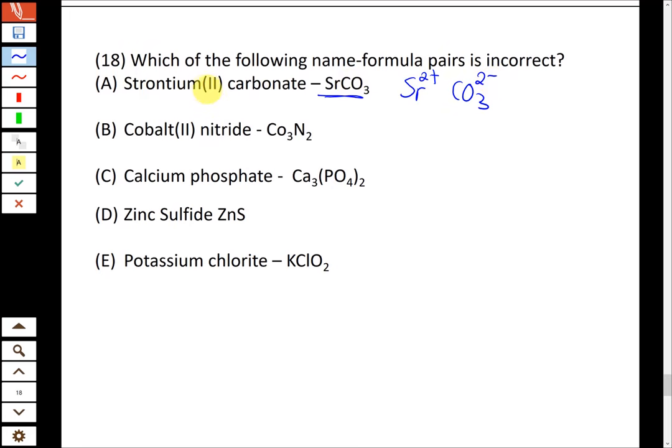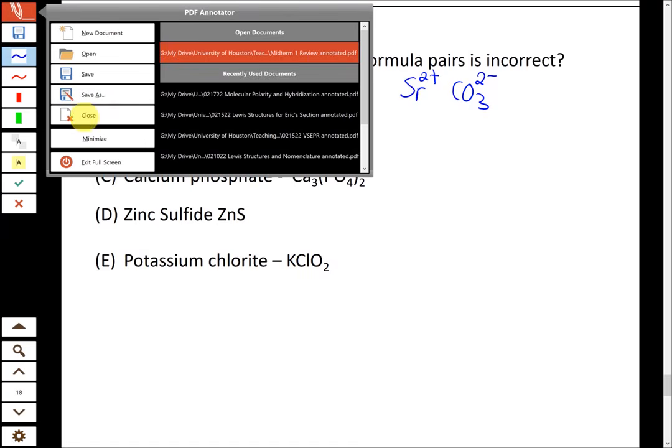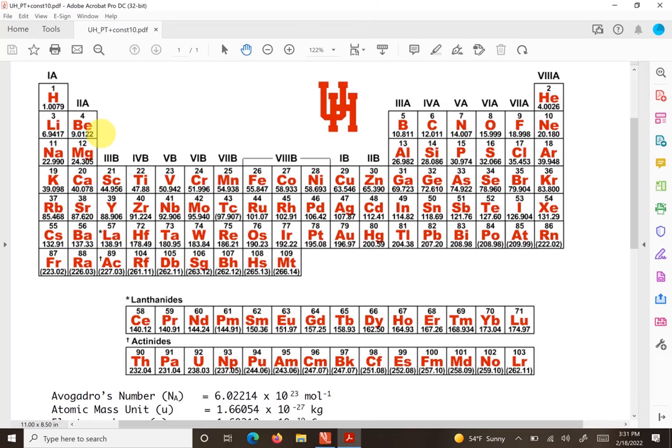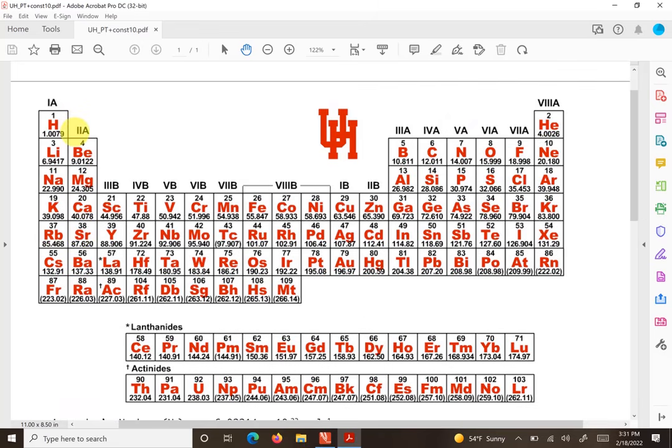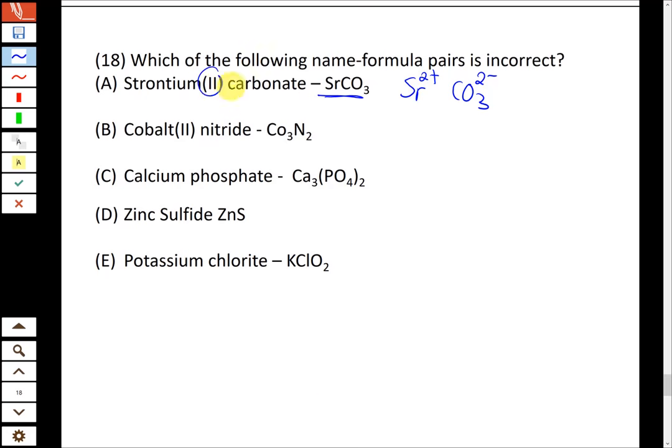So I put here strontium 2 carbonate. Now remember, the Roman numerals in parentheses tell you what the charge on the metal is, but we only use those for transition metals or some of the metals in the P block. If we find Sr, strontium, on the periodic table, Sr is here in group 2A. For the metals in group 1 and group 2, we don't need to put a charge in the name of the compound, because group 1 will always be +1, group 2 will always be +2. They're never variable, so it's redundant to indicate what that charge is. So that one is the incorrect answer, because we don't use Roman numerals for main group metals.